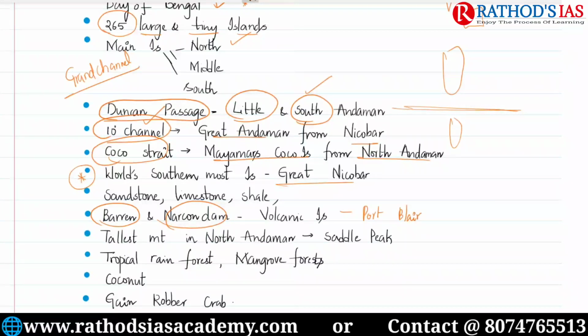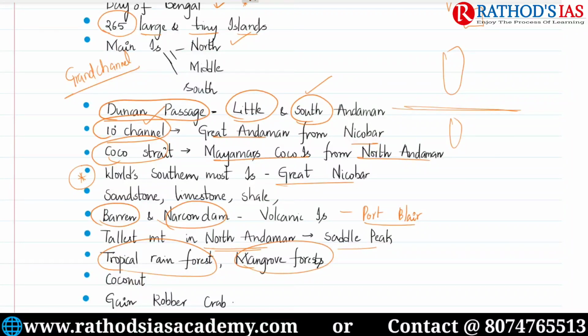They are located towards the north of Port Blair. And here you can see the tallest mountain in North Andaman, that is called Saddle Peak. So Saddle Peak is the tallest mountain in North Andaman. And if you see the vegetation of Andaman and Nicobar, we have tropical rainforest here, and we have mangroves which are present here.